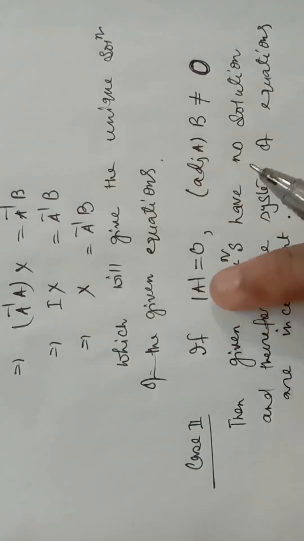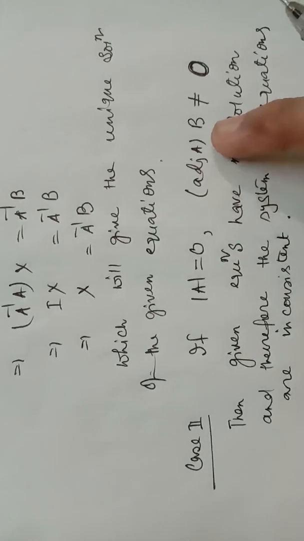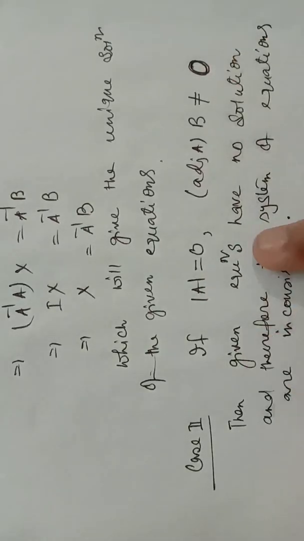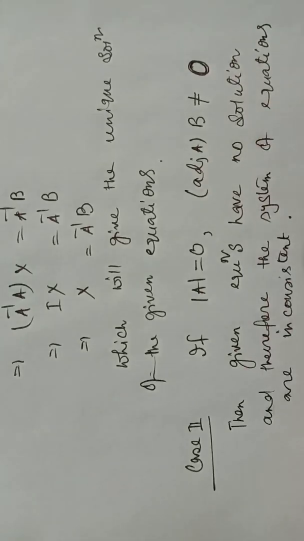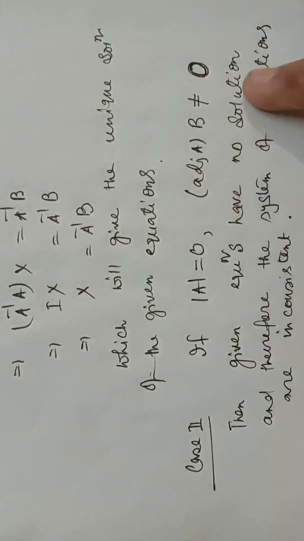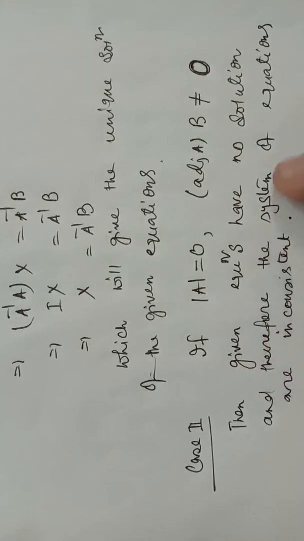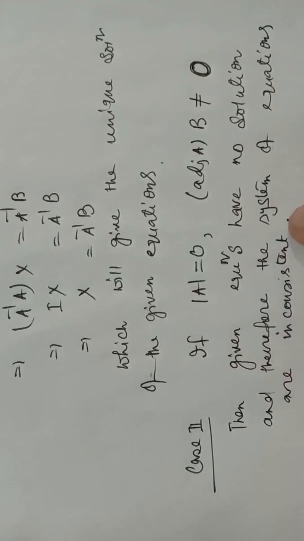If det A equal to 0 and adjoint of A into B is non-zero, then the given equations have no solution. If a system of equations has no solution, then we say the system of equations is inconsistent.